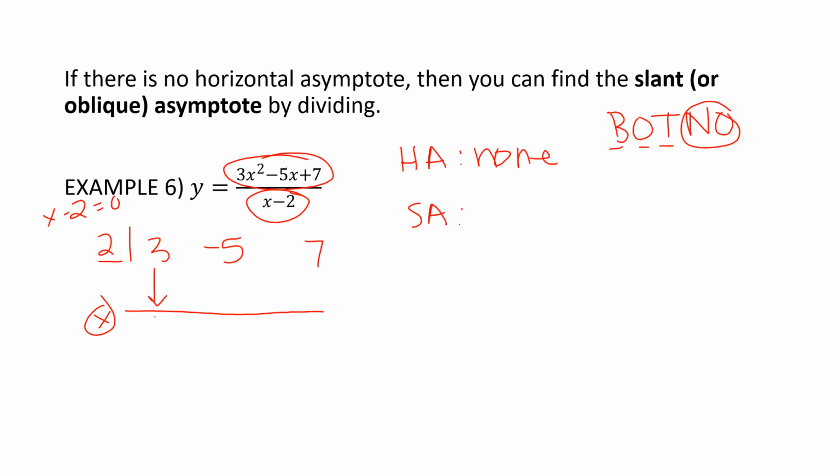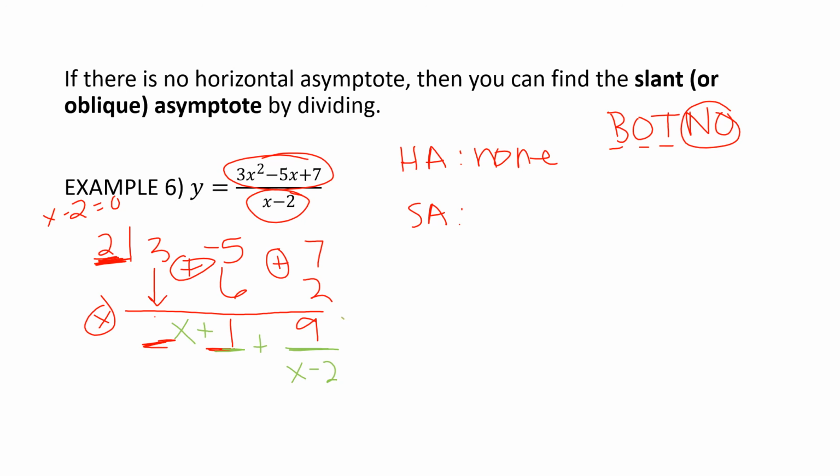So we're going to multiply 2 times 3 is 6, and add negative 5 plus 6 is 1, and repeat. 2 times 1 is 2, and 7 plus 2 is 9. The very last number is your remainder, so it's going to be 9 over x minus 2. And as I work backwards from the remainder, we've got our constant, and then the 3 would receive an x. So this is 3x plus 1 plus 9 over x minus 2.